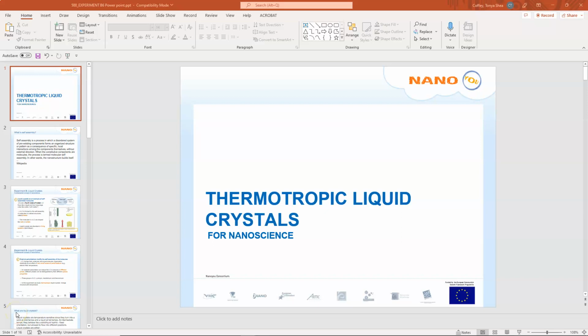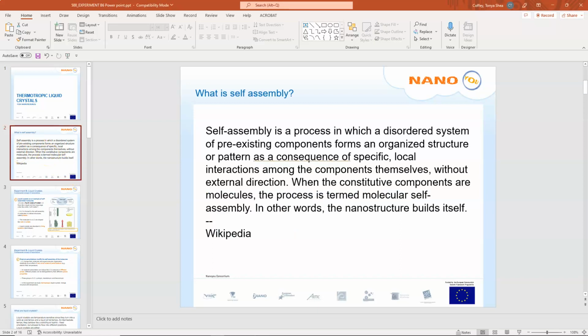This week's lab covers thermotropic liquid crystals, and of course this is a nanoscience lab. So first of all, let's talk about self-assembly.